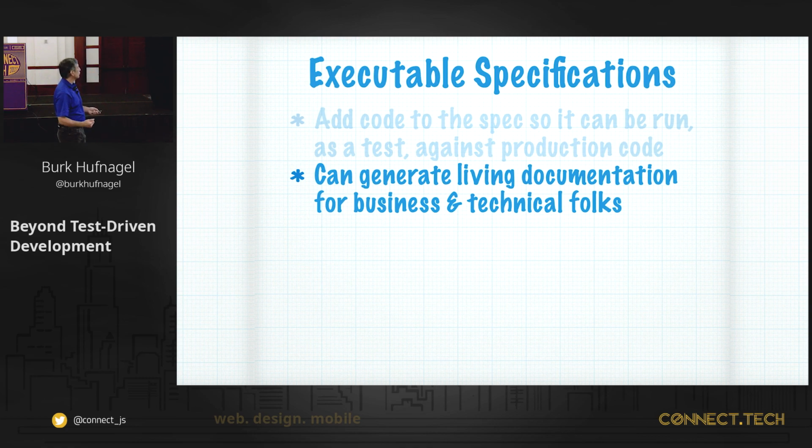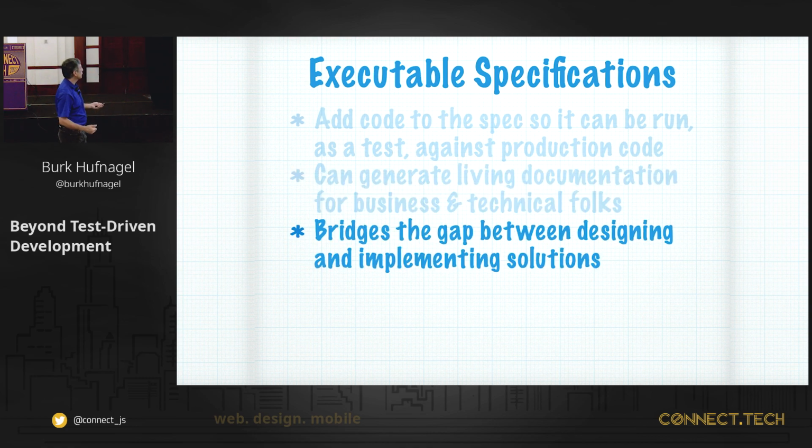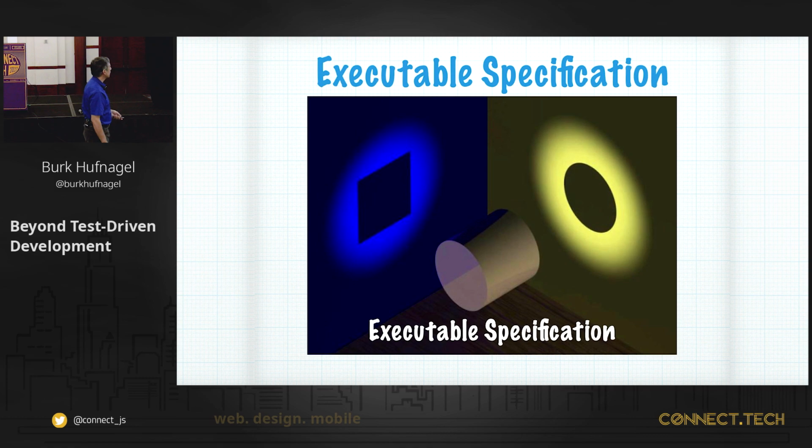We'll show you how that works when we look at the results, the reports. And it bridges the gap, right? So specifications are about design, tests are about implementation, and this is going to bridge the gap between the two of those, and you'll see how in just a sec. Basically, the idea is if we're looking at it in one way, we see a specification, and if we look at it the other way, we can run it like a test. That's the goal.